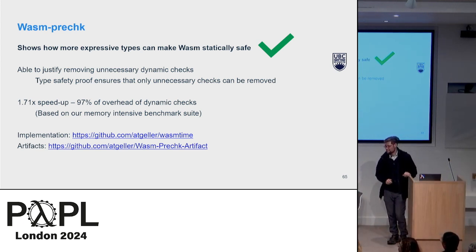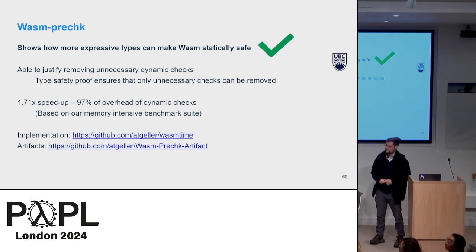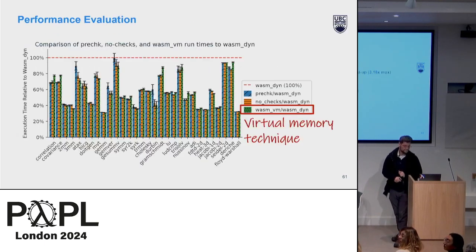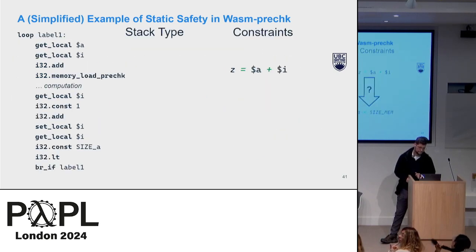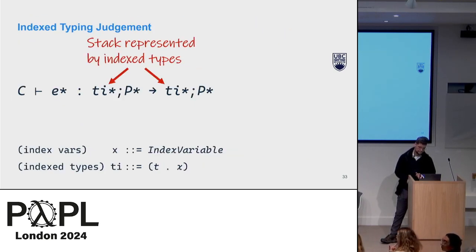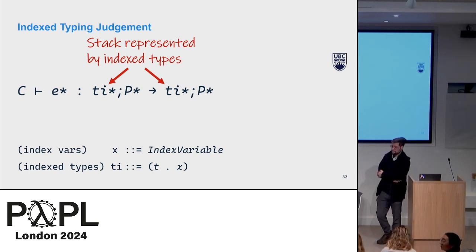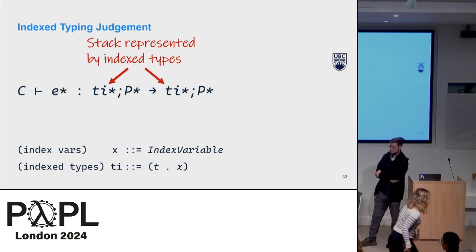Hi, thanks for a very nice talk. In your typing judgment for Wasm-prechk, it looks like the assertions are only about stack variables. Have you thought about extending it to make assertions about the linear memory as well? So maybe you could prove that you're zeroing out an array or something?